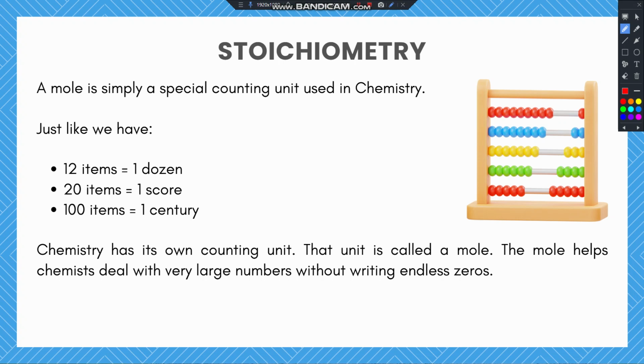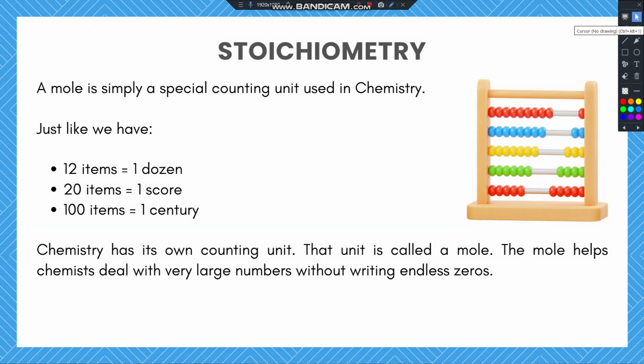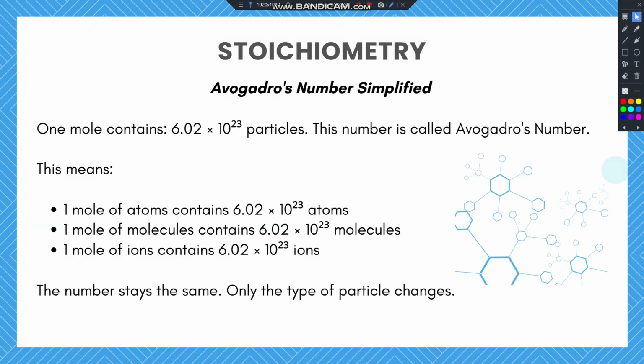In the same way, chemistry has its own special counting unit, and that unit is called a mole. So instead of counting several units of one thing, one, two, three, four, five, and so on and so forth, how about we just group all of them into a single unit and refer to them as the mole? That's what we refer to as the mole in chemistry. So how many units make up one mole?